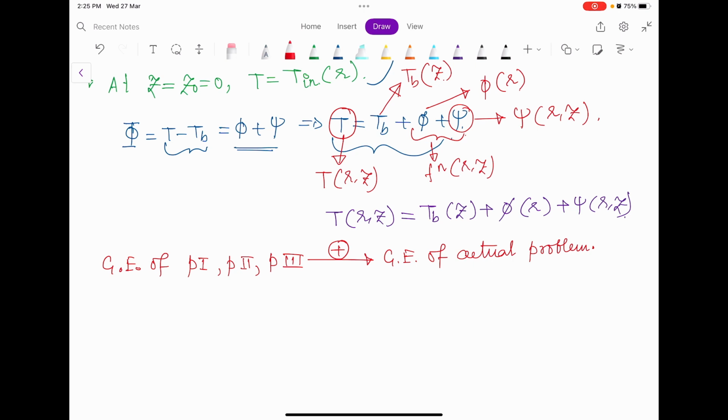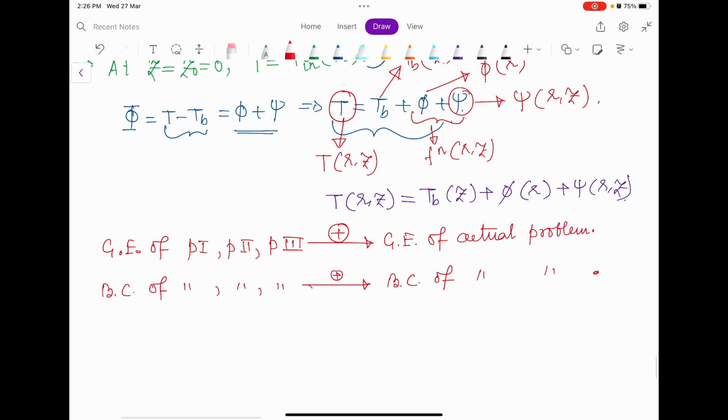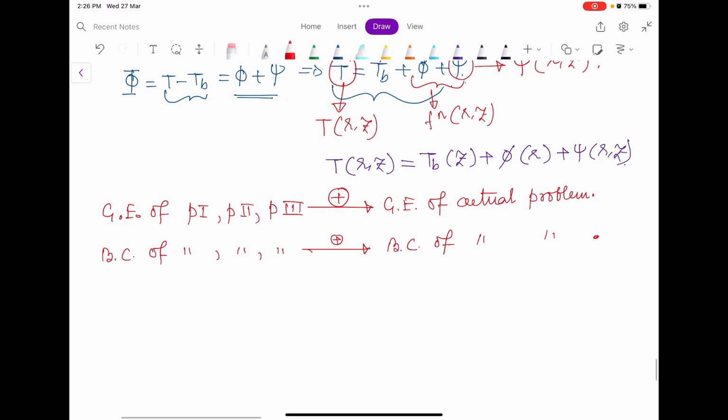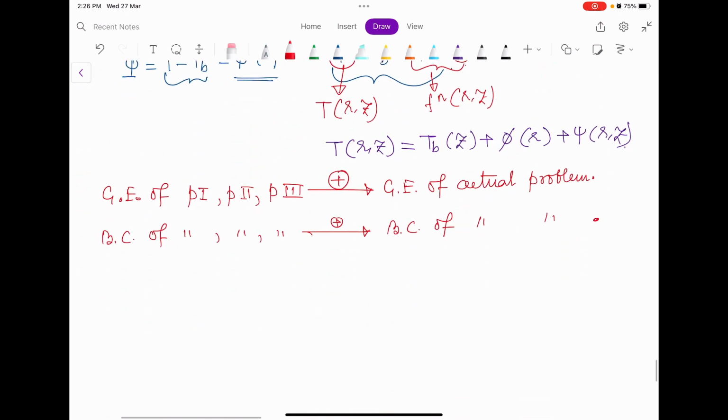Also, the boundary conditions of problem 1, problem 2, problem 3, if you add them, should give the boundary condition of the actual problem. If this happens, then only can you declare that I am applying the superposition method. And why should this happen? Because the problem is linear.